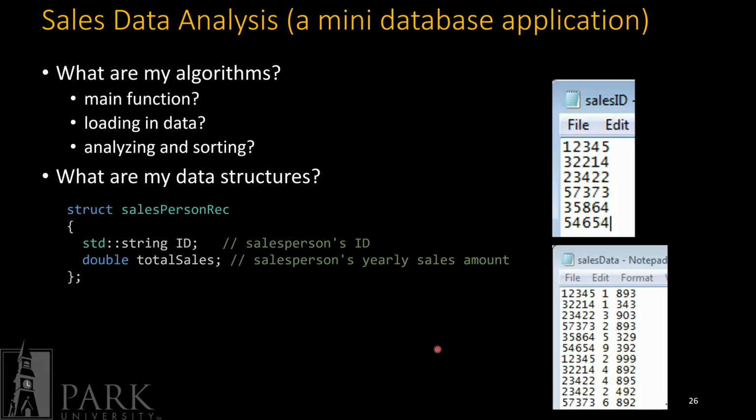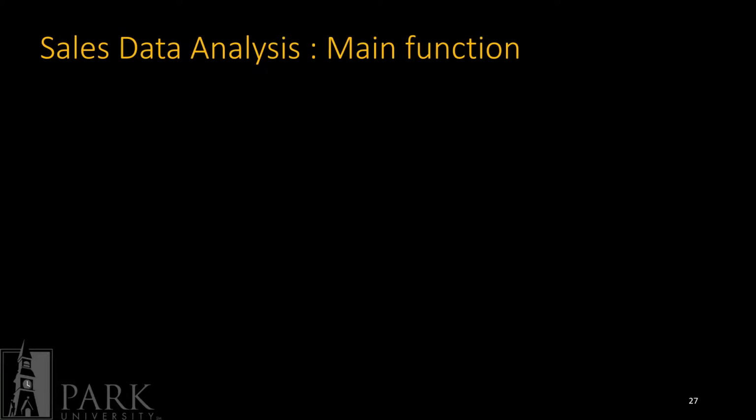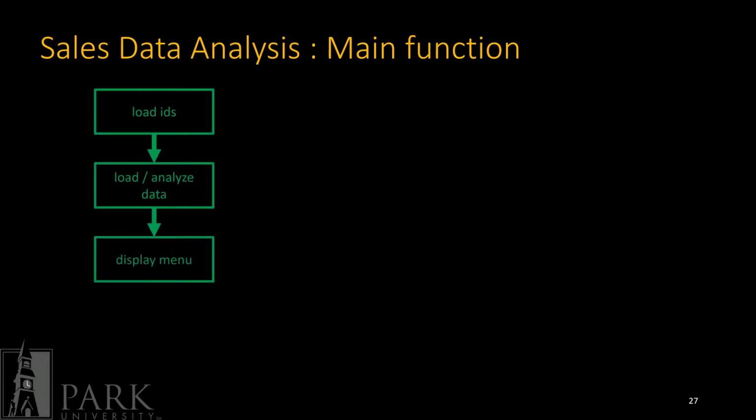For the first part, defining the behavior of our main function, we know we're going to have to do the following. We're going to have to load IDs, we're going to have to load and analyze the data, we're going to have to display the menu, and then give the user the choice to continue.